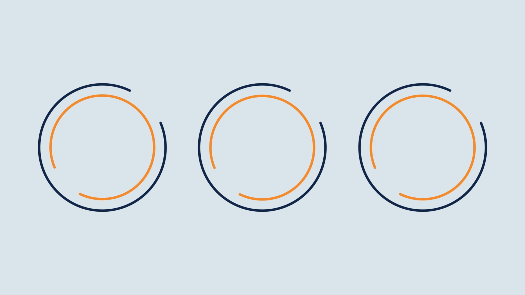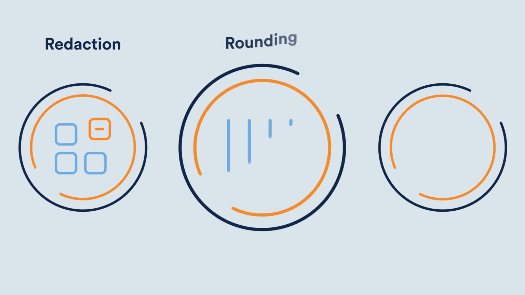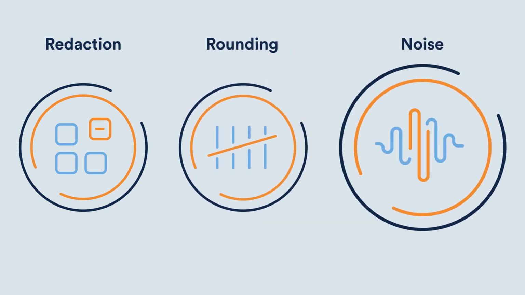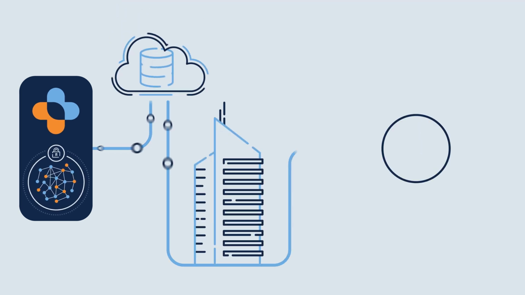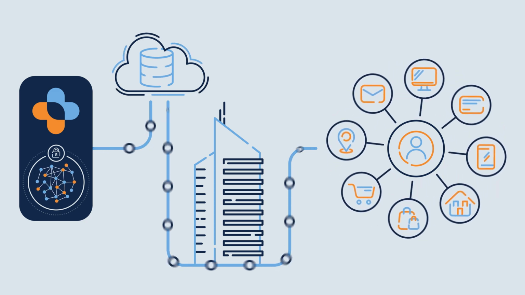To further protect consumer privacy, we apply multiple differential privacy techniques, including redaction, rounding, and noise injection, to control the size and granularity of the resulting insights, to guarantee that no single individual or set of individuals can be identified. Aggregate results are returned to each party, which can be further analyzed to uncover additional consumer demographic and behavioral insights.